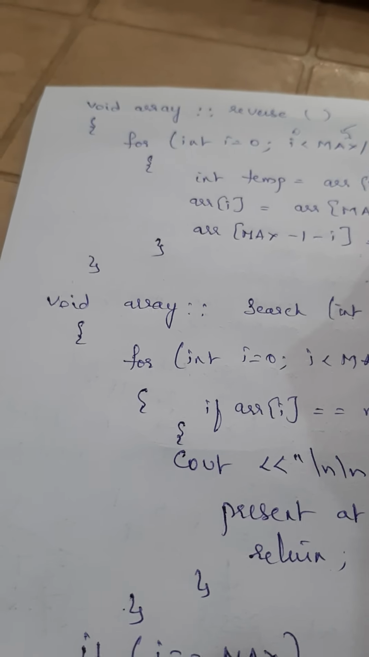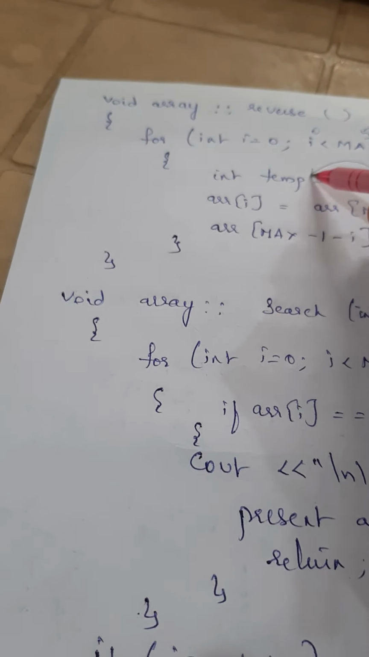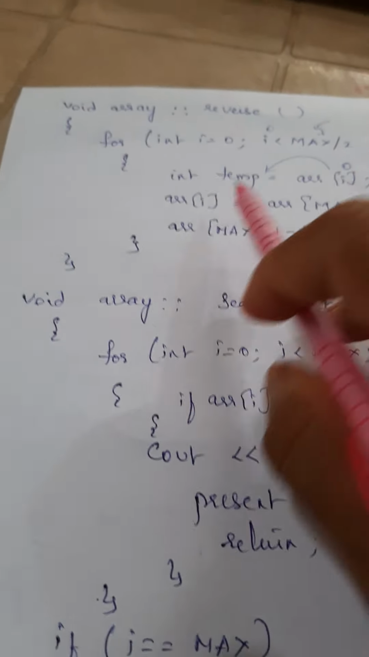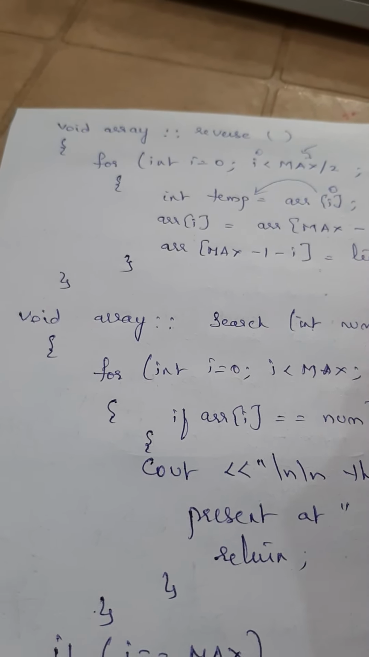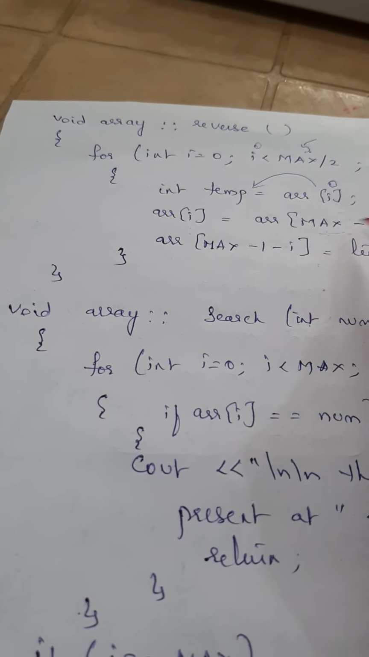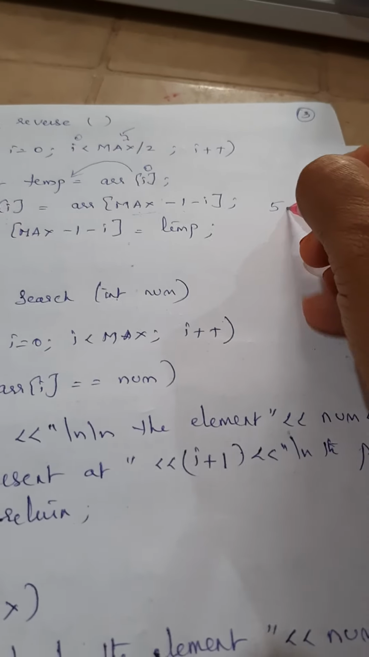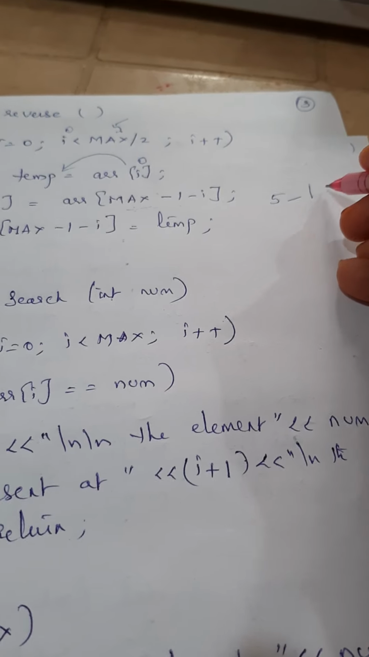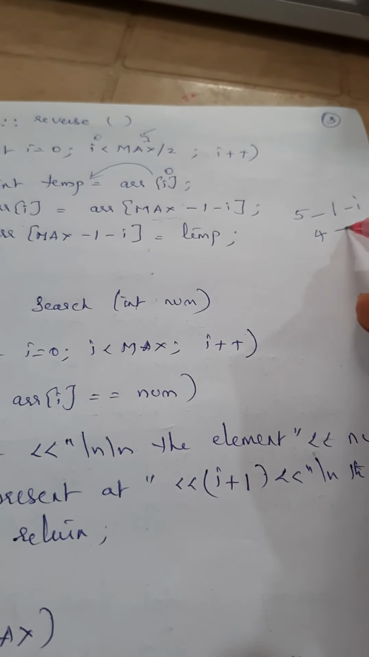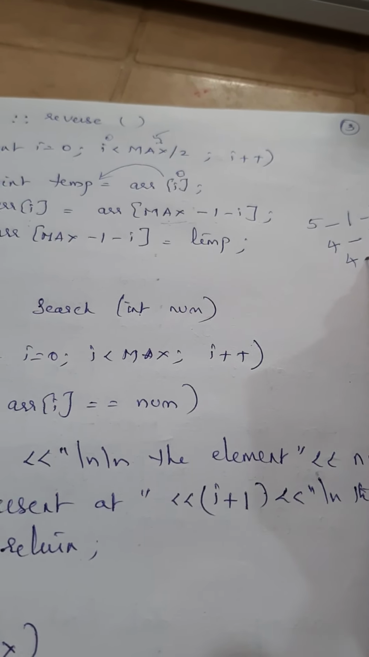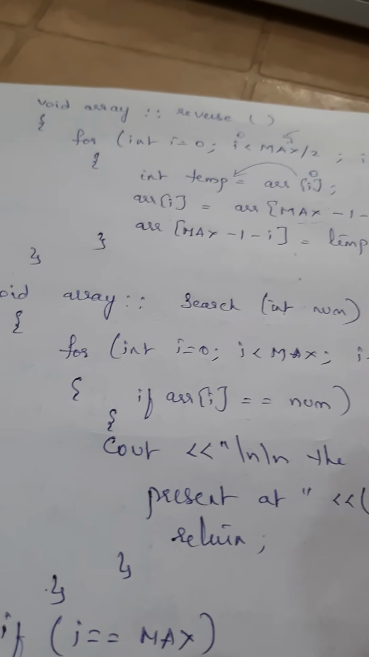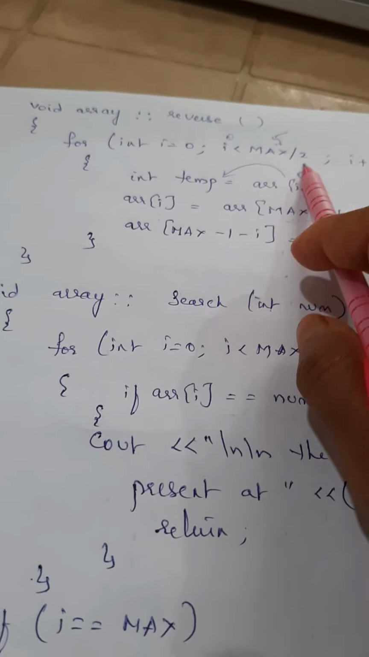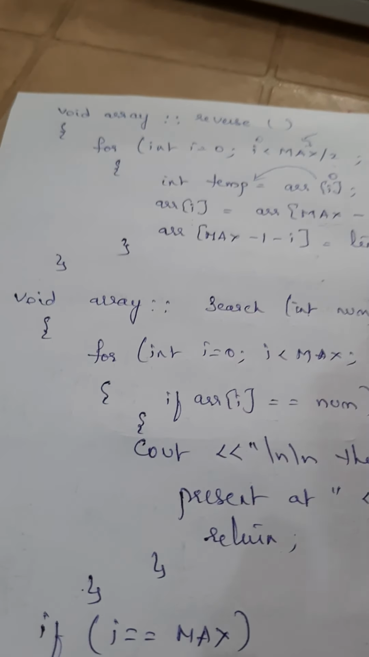So whatever element is present in array of I is initialized with the temporary variable. Then array[0] is equal to array[max minus 1 minus I]. What is the max value here now? It is 5. 5 minus 1 minus I, so it will be 4 minus I. What is the I value here? 4 minus 0, so what is 4 minus 0? It will be 4. That means you have reached the last array position.